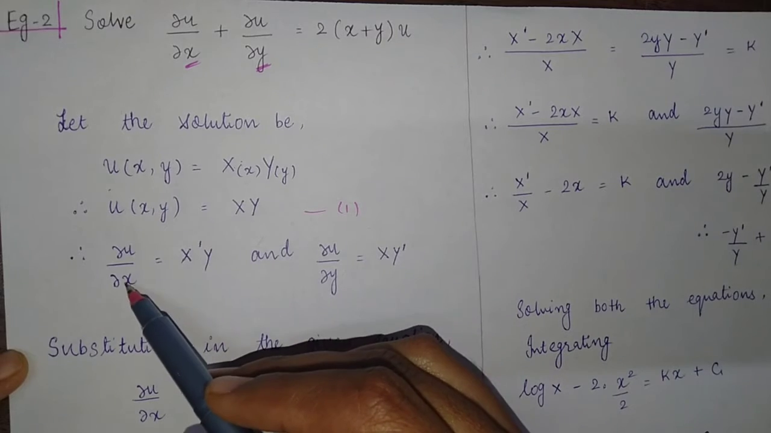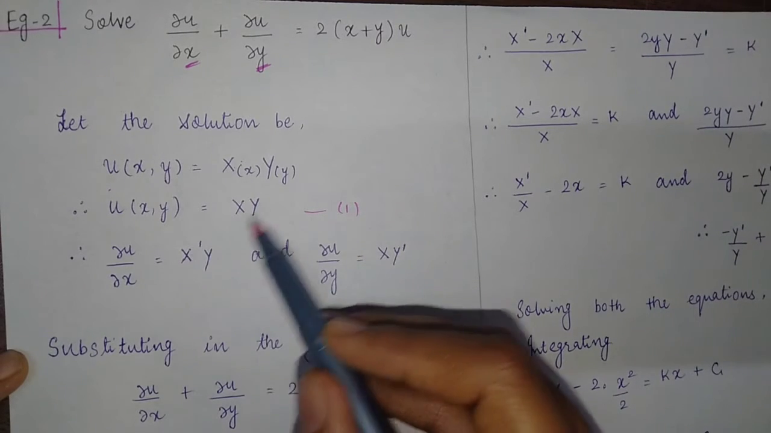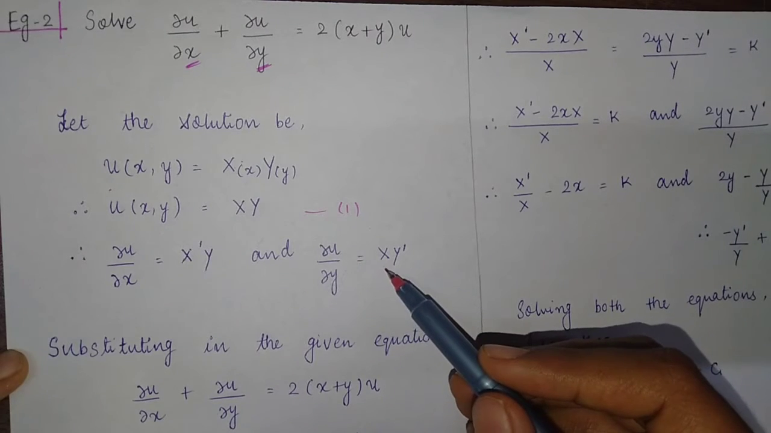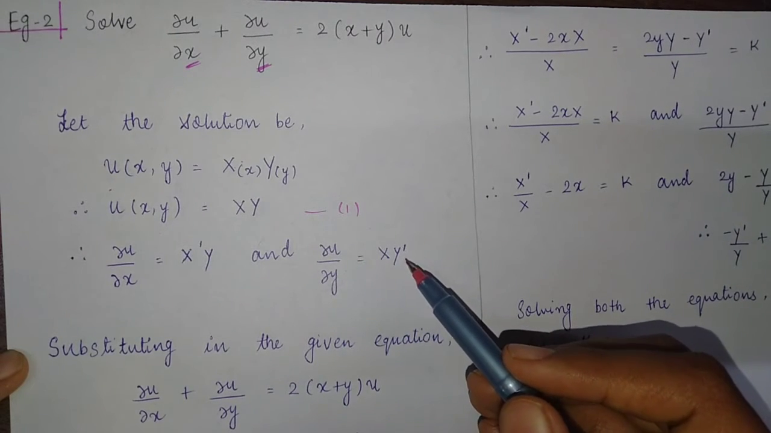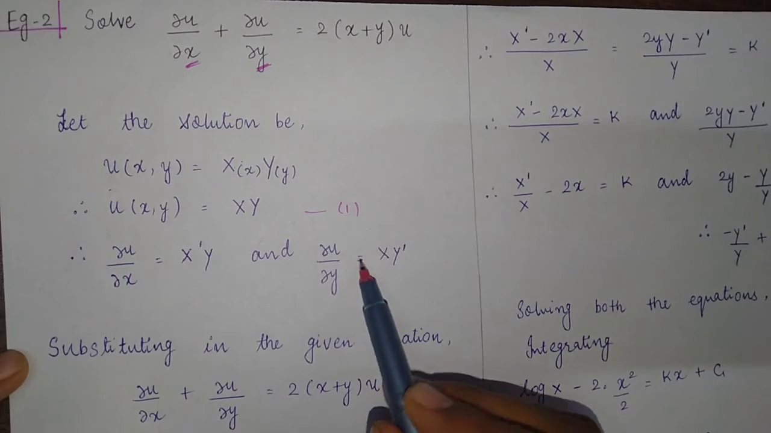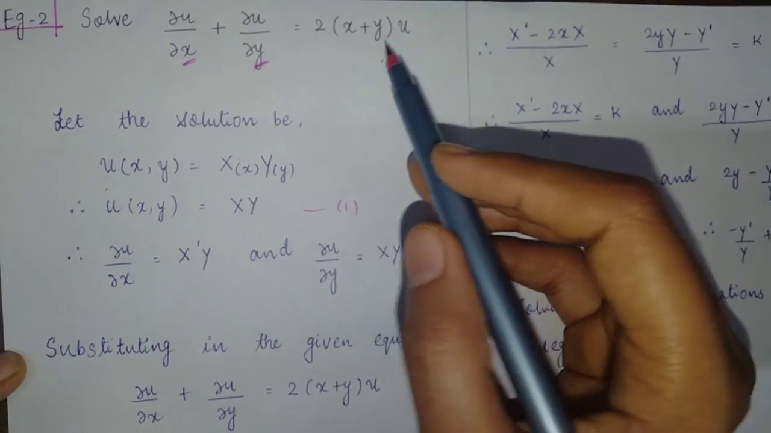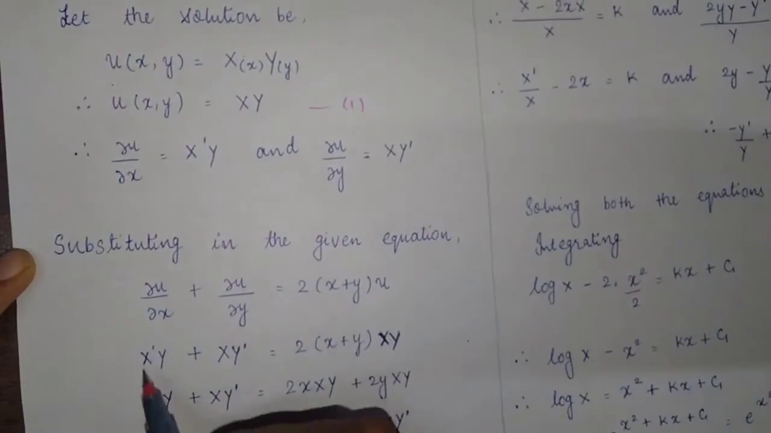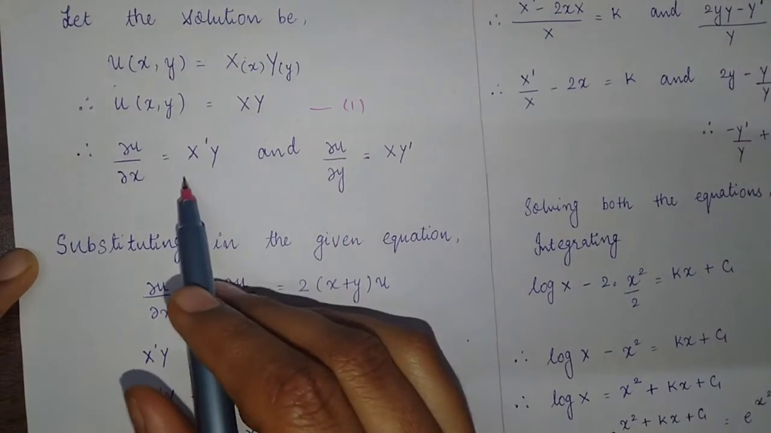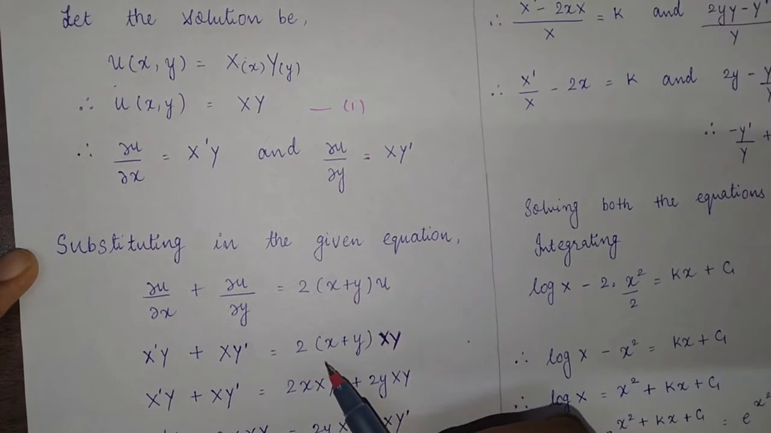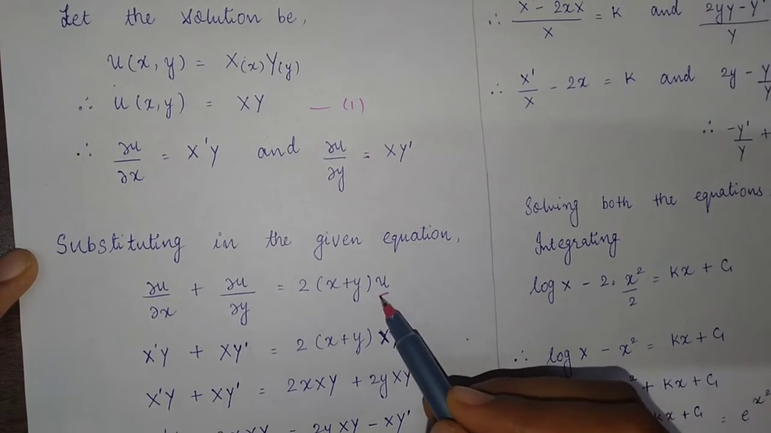So differentiation with respect to x will be x dash and y will remain as it is. Similarly, del u by del y will be x into y dash. So now we will substitute these values in the given equation. In place of this, we will get x dash y plus xy dash is equal to 2x plus y into u.